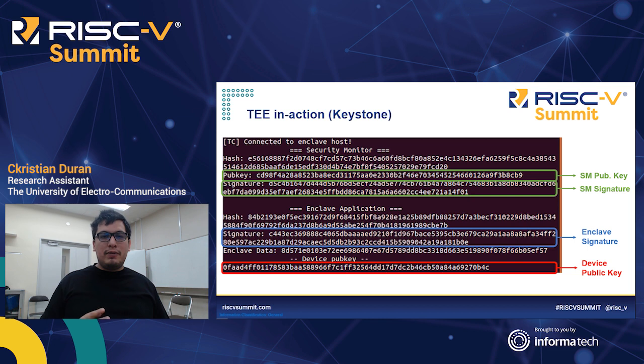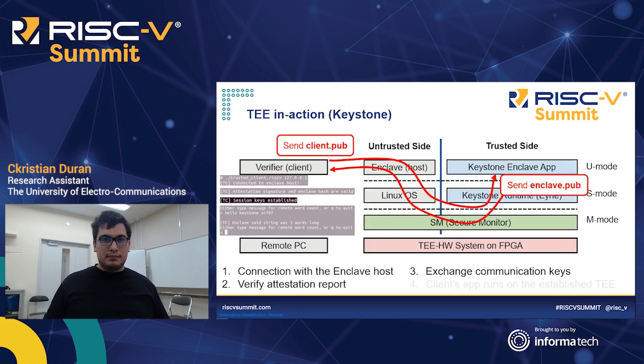So, an example of this is this report that we defined here. The report contains the secure monitor's signature and the public key. From the enclave application, we also have the signature as well. And from the device, we also pack the public key that is supposed to be generated, but for now it's fixed.